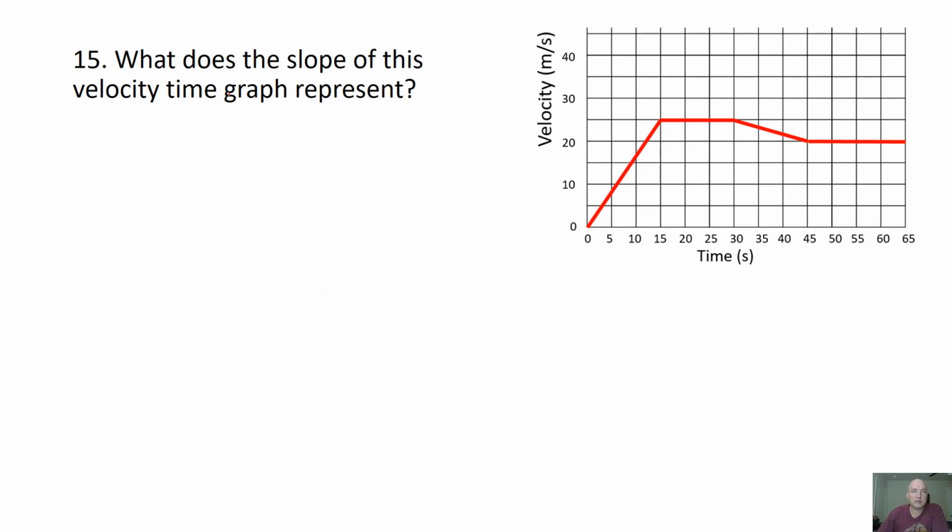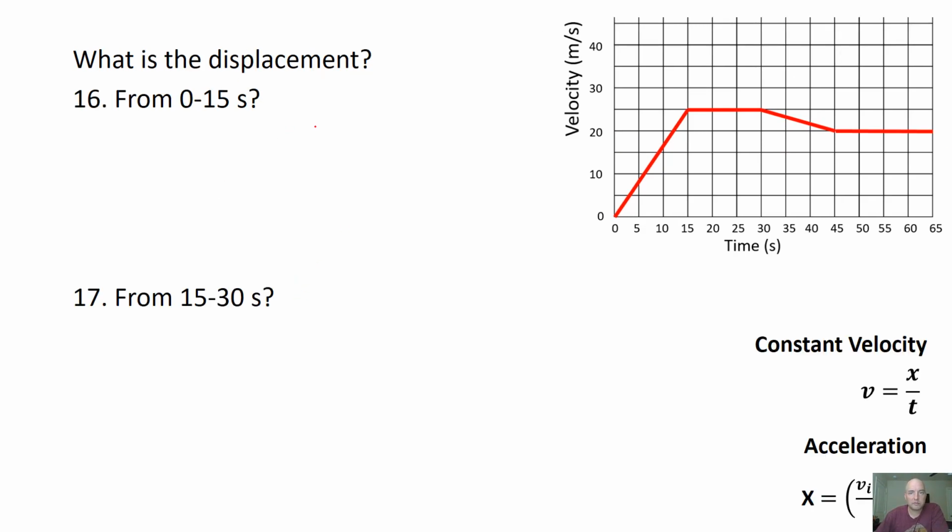What does the slope of the velocity time graph represent? This is going to be acceleration. So sloping up, accelerating; not sloping, constant motion; sloping down above the 0 point, deceleration; and flat again, you have constant motion forward.